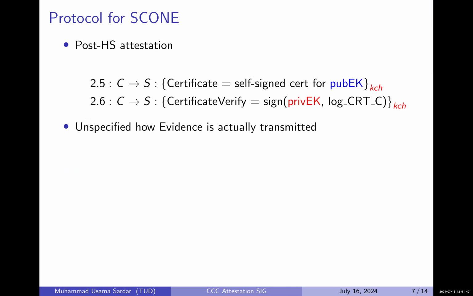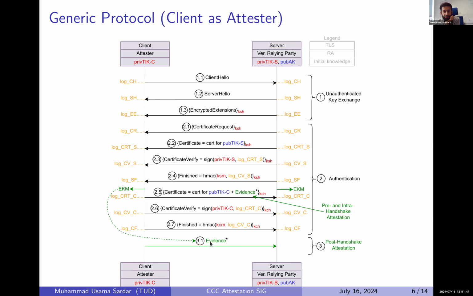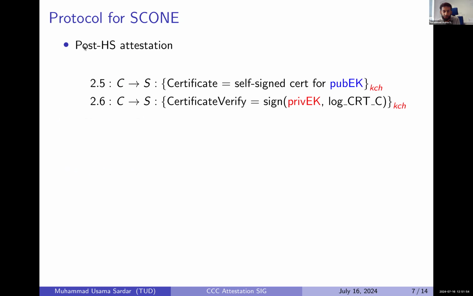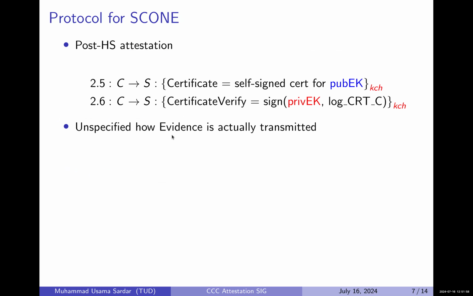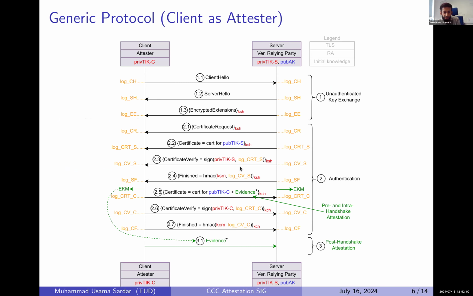And is that a reflection on the TLSA internet draft or something else? No, it's not about the internet draft. That lies in the intra-handshake thing. This is only about SCONE, which uses post-handshake attestation compared to intra-handshake. And when I'm saying it's unclear, for intra-handshake, I think it's pretty much specified, because we actually use it as part of the certificate message.